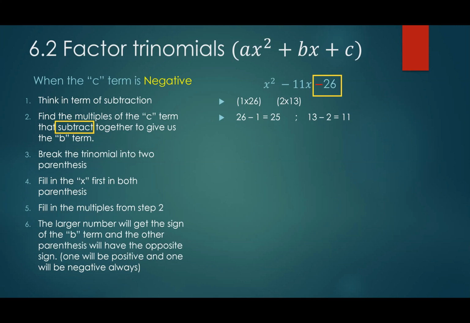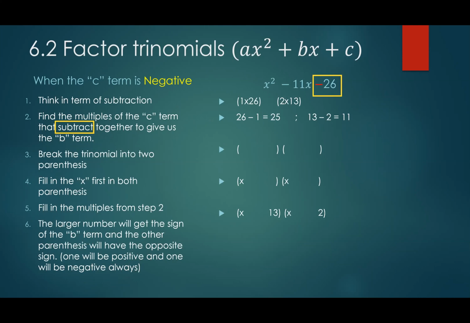So what do we do? We just fill in our parentheses, fill in our multiples, 13 and 2. One of them in one parenthesis, the other in the other parenthesis. So the step and the process, hopefully you guys see that is similar, right? But this is the last item.